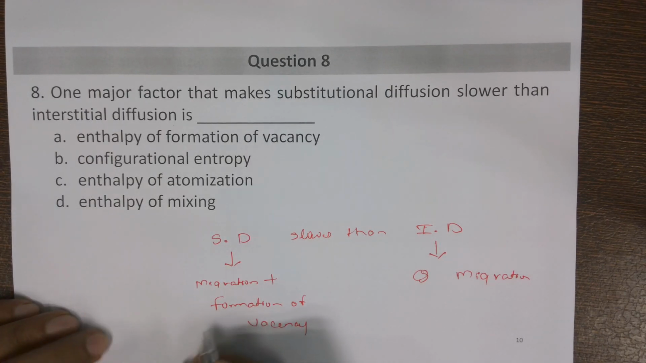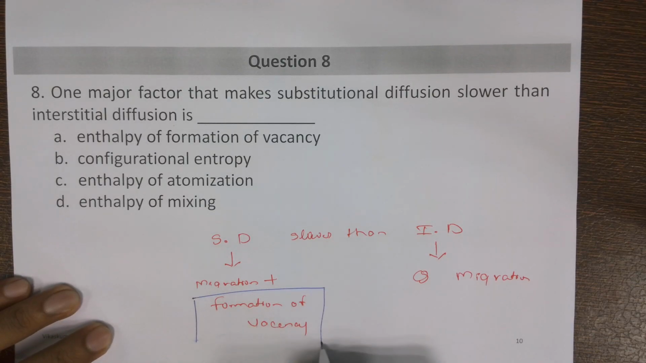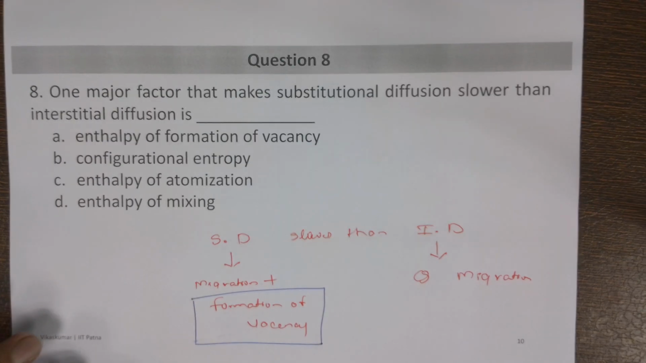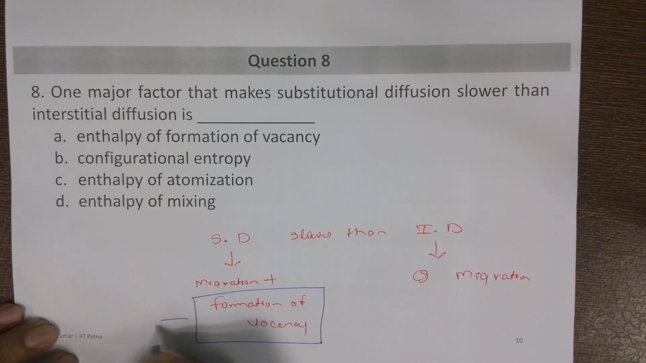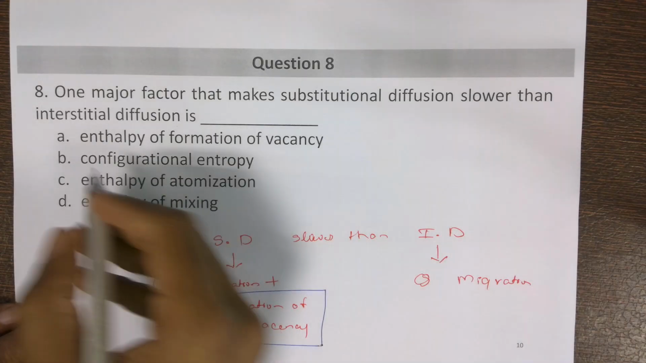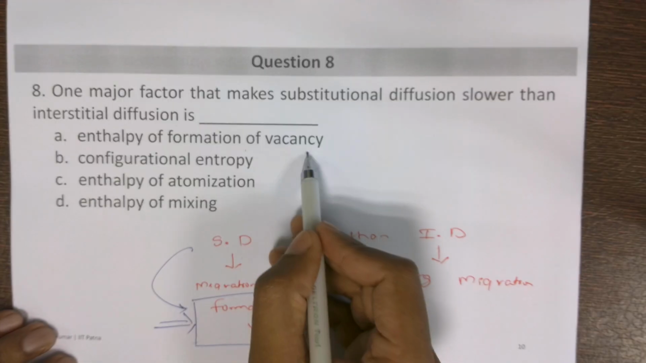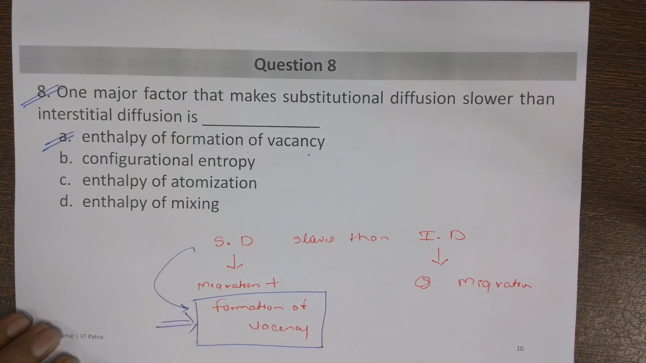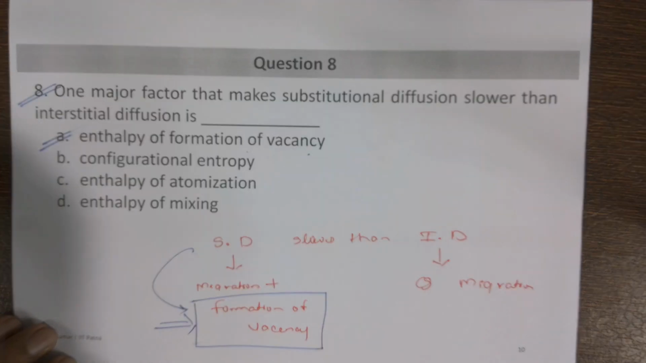You will see that in the case of substitutional diffusion, when we go to very high temperature, the equilibrium concentration of the vacancy also increases, and that's why the diffusivity is also increasing. So here, what is it? It's the enthalpy of formation of the vacancy. Okay, so option A is the right answer over here. Any doubt in this? Let me know. If not, let's move to the next part, question number 9.